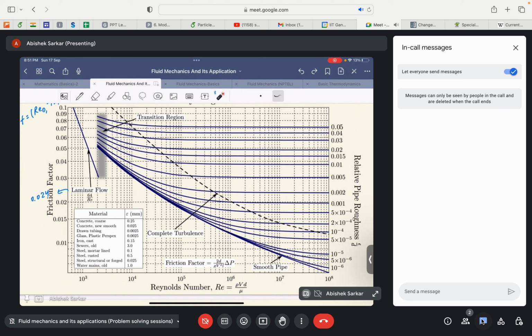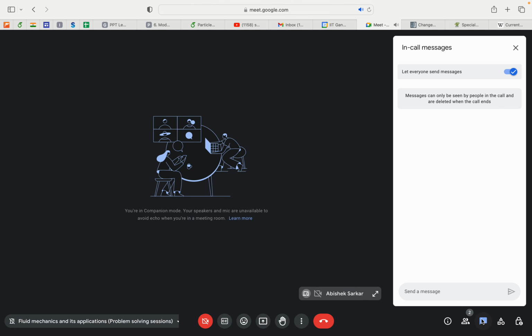So what I basically mean to say is that for the fully turbulent regions, the friction factor becomes independent of the Reynolds number. Okay, you can clearly see that for high Reynolds number, these are straight lines. Beyond 10 to the power 6, for most other cases, for values higher than 0.001, most of these lines are straight lines.